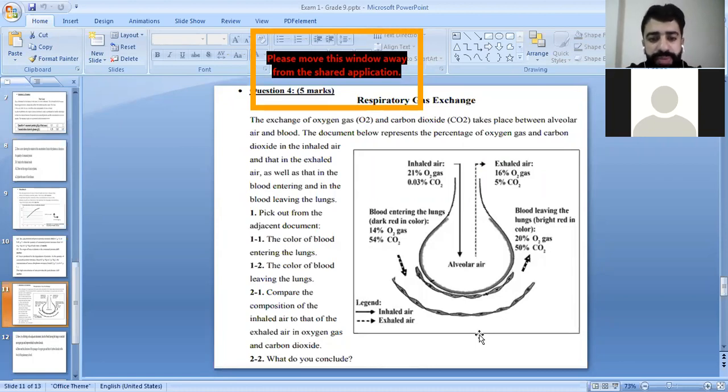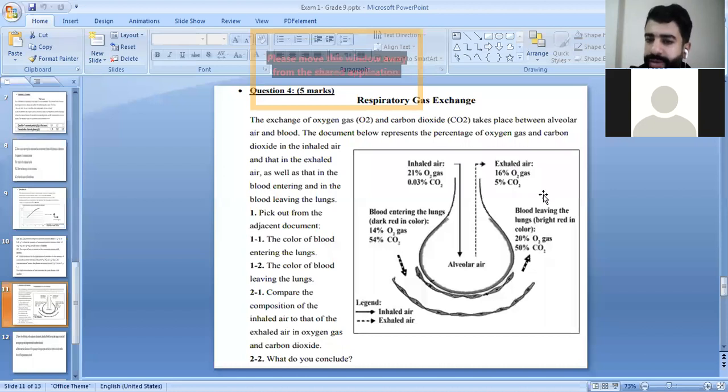First part, pick out from the adjacent document the color of the blood entering the lungs. It's already mentioned. The color of the blood entering the lungs is dark red. The color of the blood leaving the lungs is bright red. If I ask you why: because of the low concentration of oxygen, that's why it's dark red, while the blood leaving the lungs is bright red since it has a high concentration of oxygen.